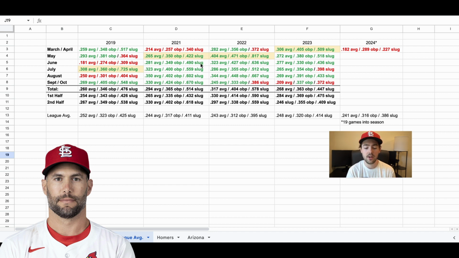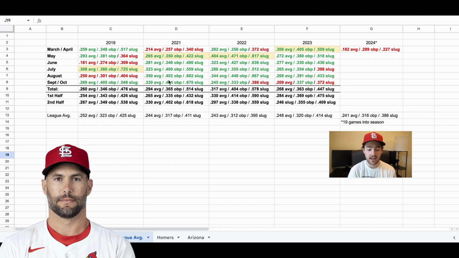I mean, look at the slug. .490 the month after that, .559, .602, .670. So 2021 was a season where he had just a continual uptick from month to month in every single statistical category except for batting average. And even then, when his batting average fell from .350 to .330, .330 was still well above the league average, which is .244. So he had a very impressive 2021.